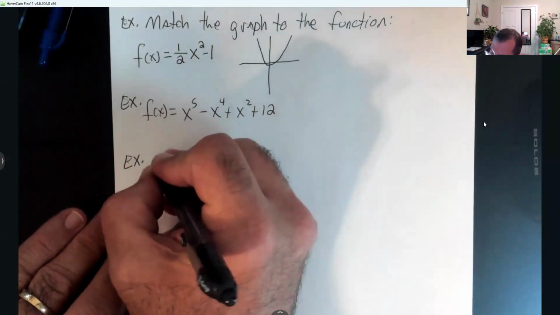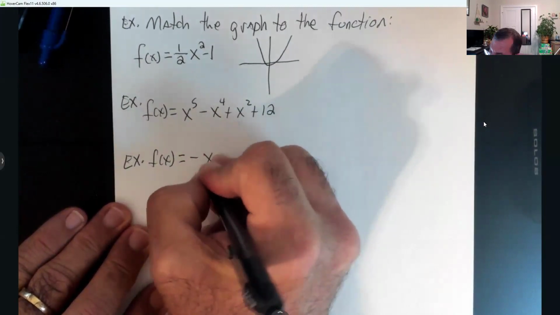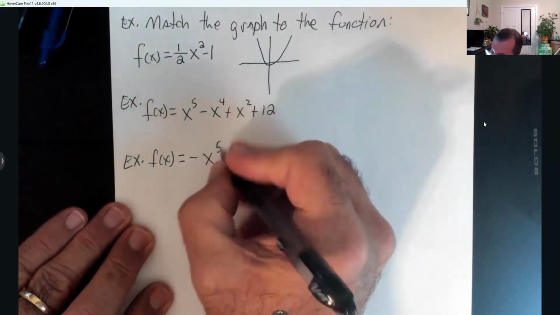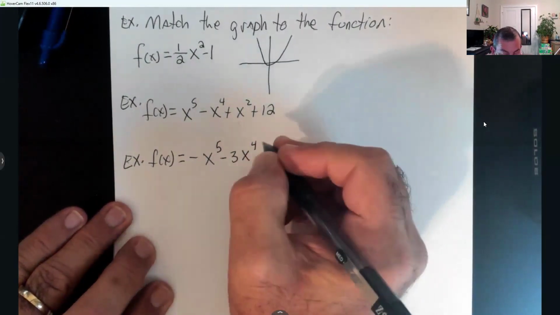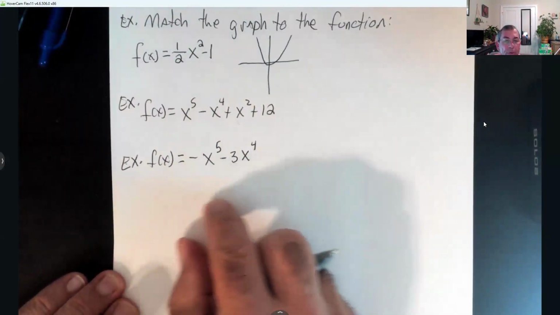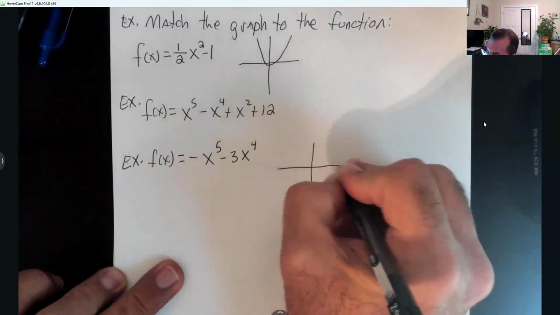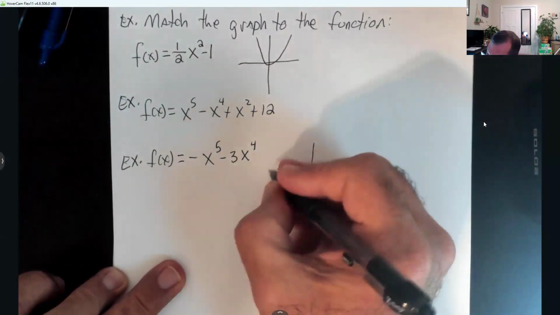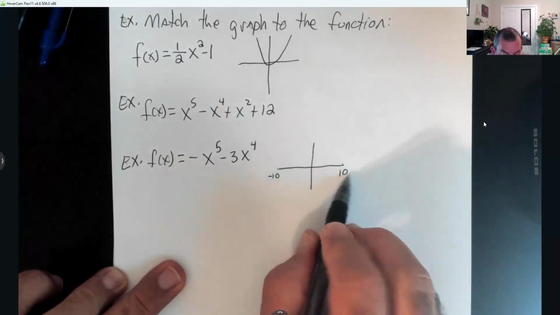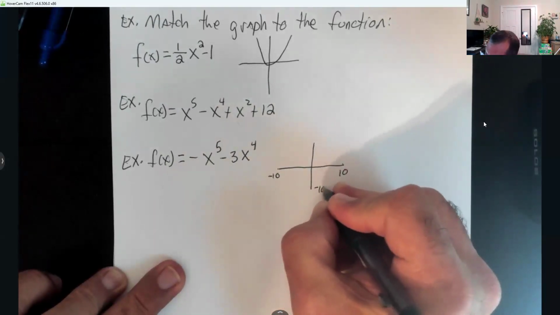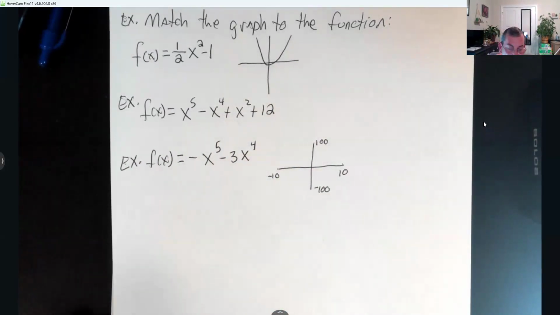Oh, this one I got f of x equals negative x to the 5th minus 3x to the 4th. Now, y'all, this one don't give you the window stuff, but I will say this. If you look at the 4 graphs they have, you'll see that the x's are going from negative 10 to 10, and the y values are going from negative 100 to 100. Okay?